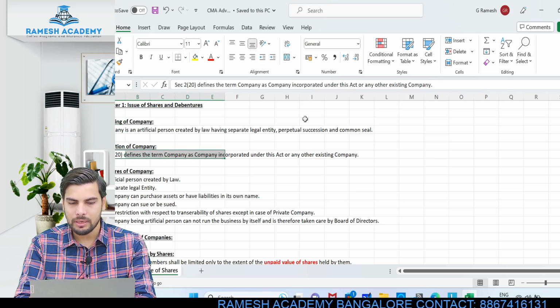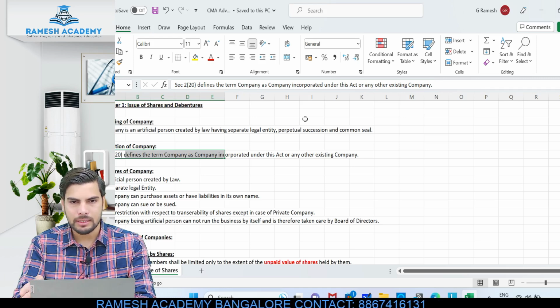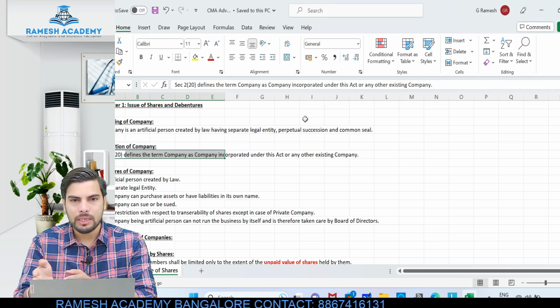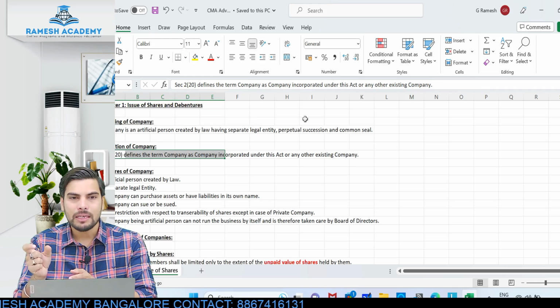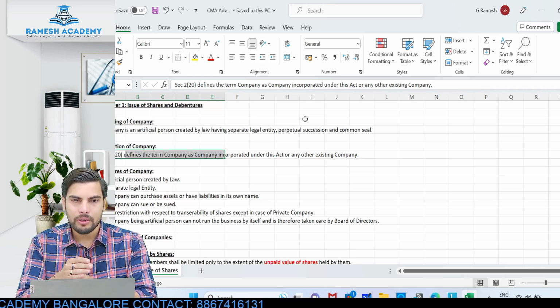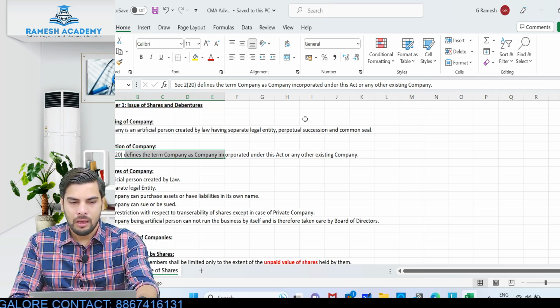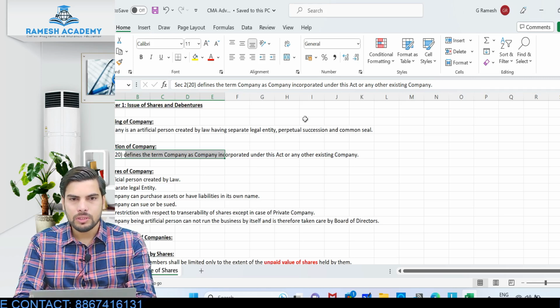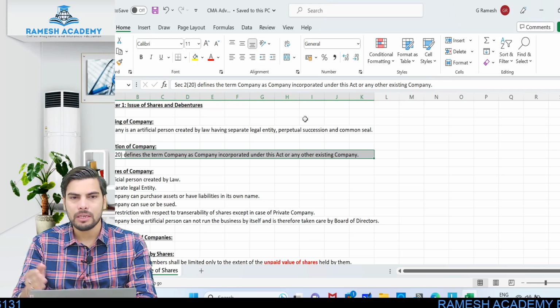So a company is nothing but a company which is incorporated under this act. This act is the Companies Act 2013, or any other existing law. Before the Companies Act 2013 we had a law called the Companies Act 1956. If there is any company which is incorporated under that particular law, even that would be considered a company itself. Clear? Existing company is nothing but the company which was incorporated or formed under any of the old laws.